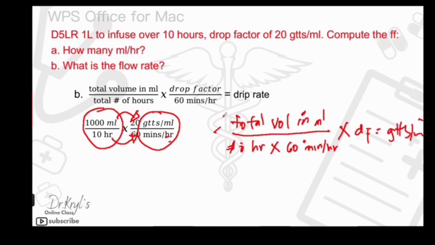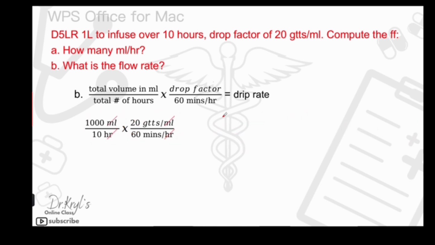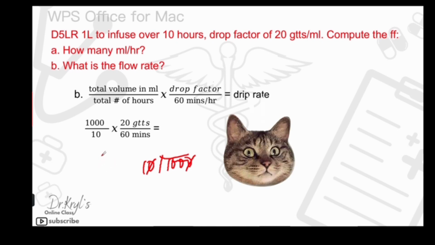Or pwedeng ganito. So, ayan. So, check na natin. So, yung 1,000 ml natin, cancel na yung ml, cancel yung ml, yung hour, yung hour. So, yung natira, drops per minute. Okay? So, ayan. So, 1,000 divide 10. So, tanggal natin ng isang 0. Ang natira ay 100. So, meron na lang tayong 100 dito.